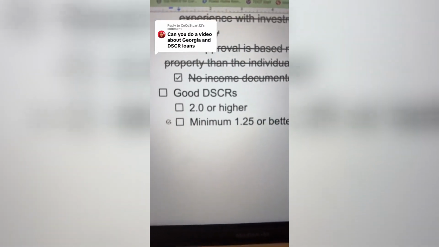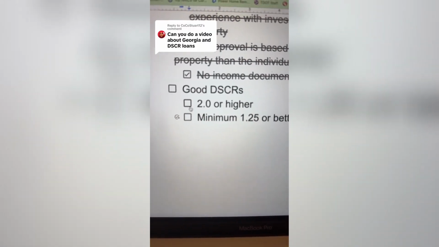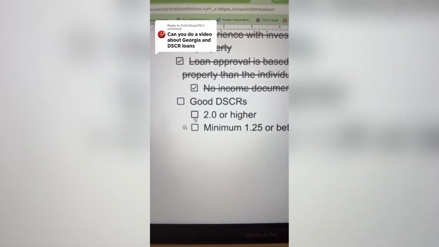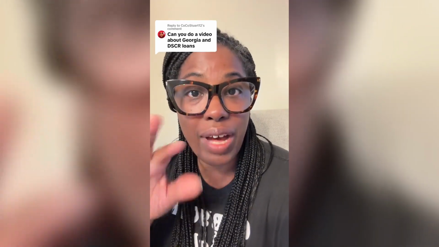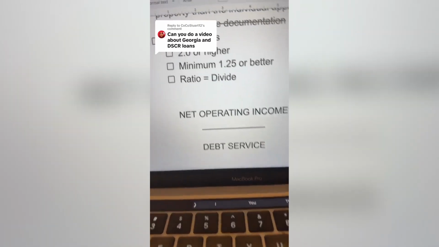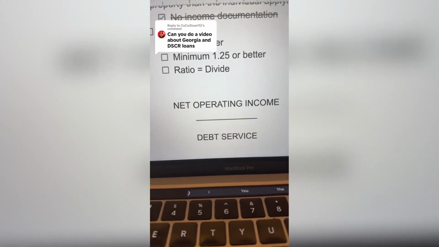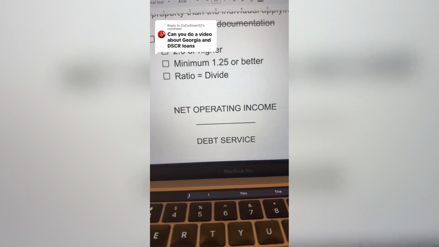A good DSCR is going to be 2 or higher. That means that that property is generating enough cash to cover the debt twice every month. As a reminder, ratio means you're about to start dividing something. Here's the formula for DSCR. The net operating income divided by the debt service.